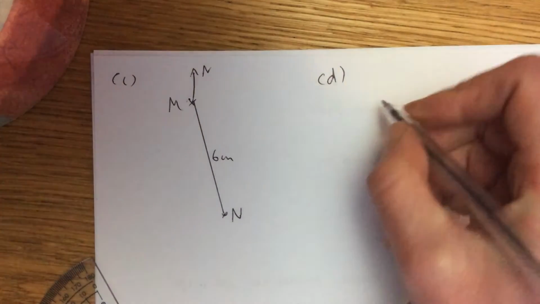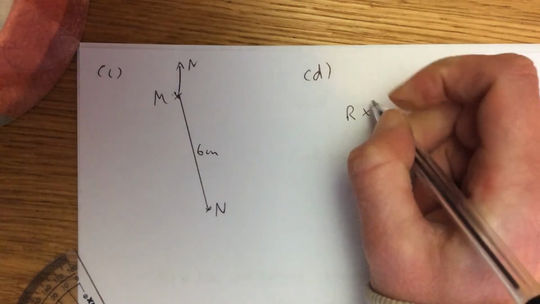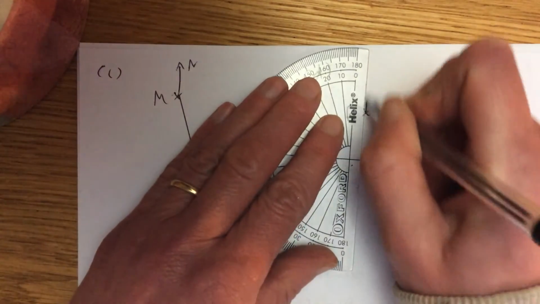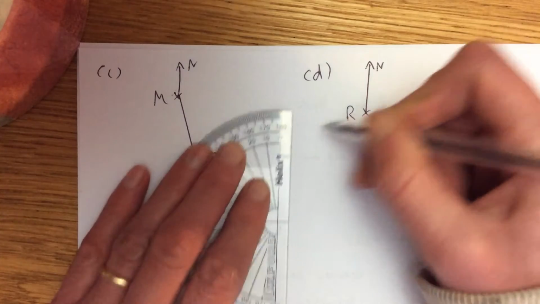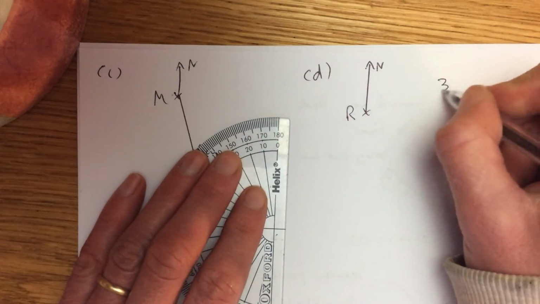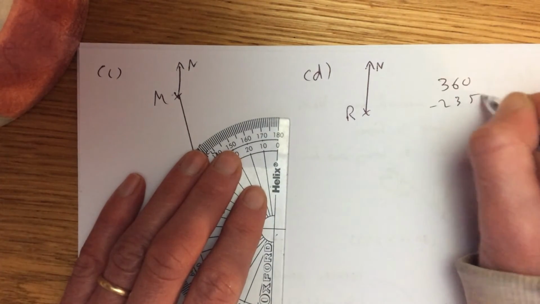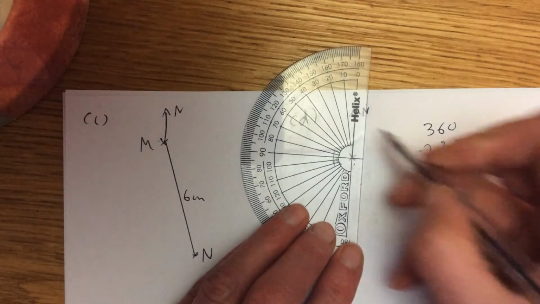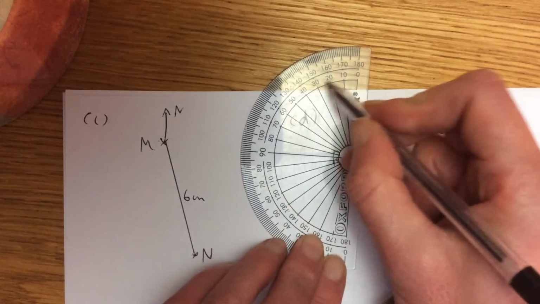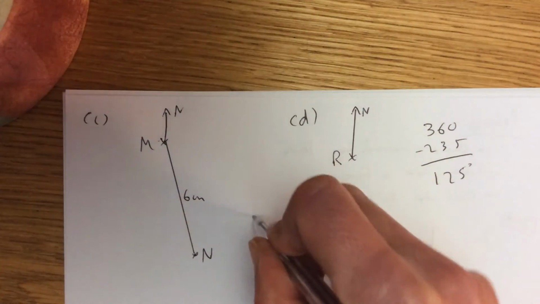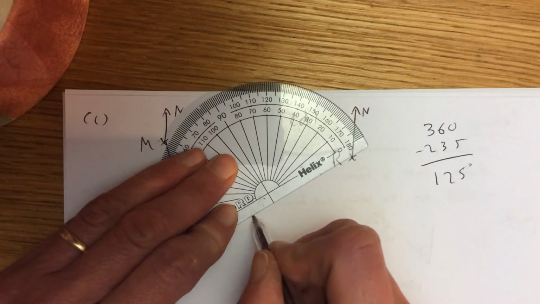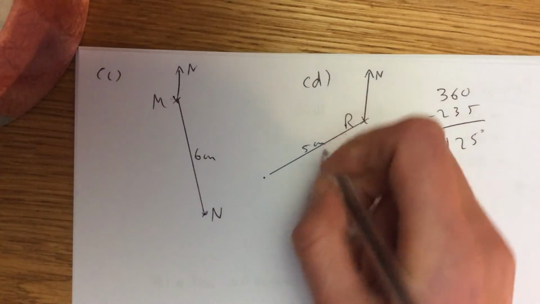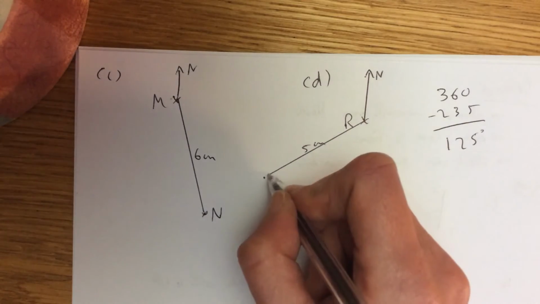Now, mark R in your page. Draw S 5 centimetres from R on a bearing of 235. So you put your north line in. Now my protractor goes up to 180, so I'll do 360 minus 235 is 125 degrees. And I'll go out backwards on this one, so 0 this time on the inside scale, back to 125. And if you've got a ruler, measure that to be 5 centimetres. And that is your point S down there.